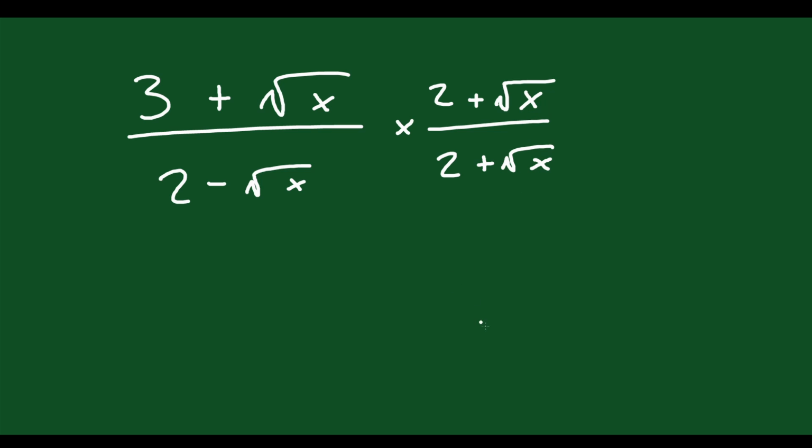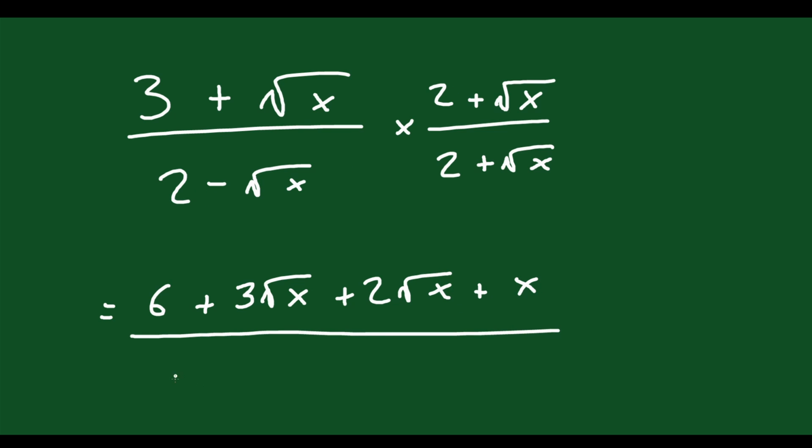like that. Okay, now we have to multiply this out, so 3 times 2 is 6. 3 times root x is 3 root x. Root x times 2 is plus 2 root x. Root x times root x is just plus x. On the bottom, 2 times 2 is 4. You'll have plus 2 root x minus 2 root x minus x.